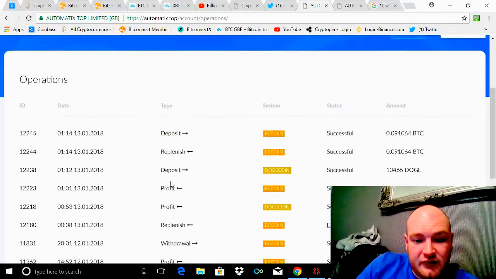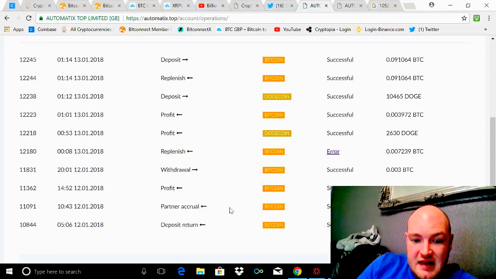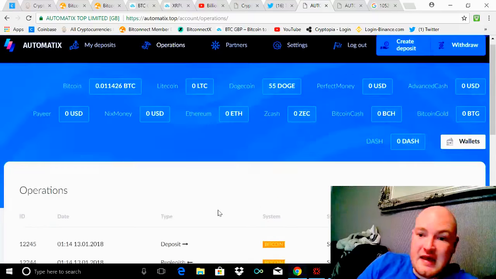So this is what else I'm going to show you. This is a list of all the transactions. So as you can see, I deposited that amount there when I done that loan for yourselves. Replenish. I'm not sure what that is. A deposit, for reinvestment for my Dogecoin, profit for my Dogecoin, but profit for my Bitcoin. There you go. There's a withdrawal of 0.003 BTC. That's the next thing. I'm looking.